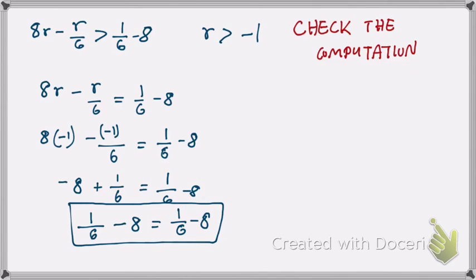When you rearrange the left hand side, you will get 1 by 6 minus 8. On the right hand side, you will get 1 by 6 minus 8. So 1 by 6 minus 8 is equal to 1 by 6 minus 8. So that statement is correct, and we did check the computation.